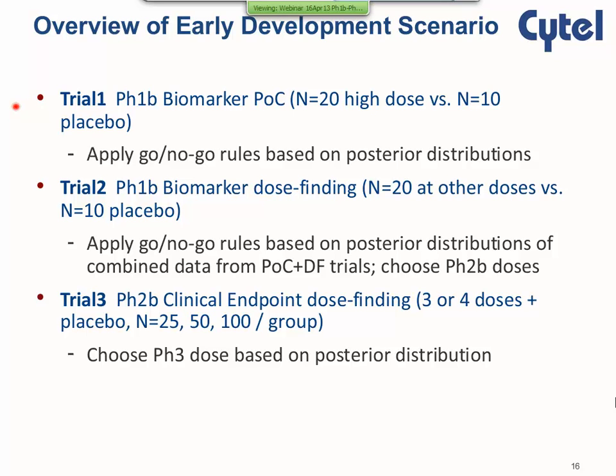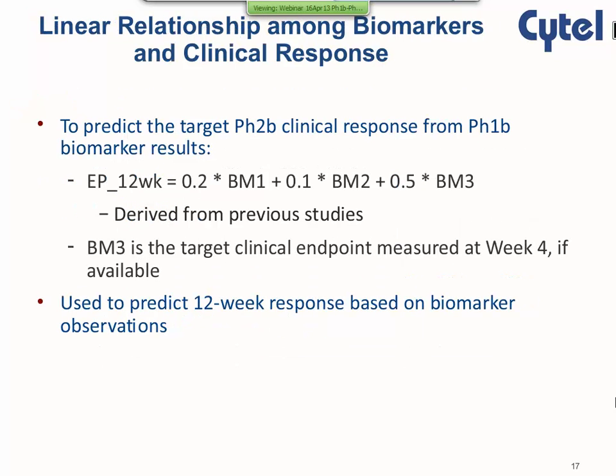And we studied 3 sample sizes for the clinical endpoint trial in 2B. And then after that result, we chose the phase 3 dose based on the posterior distribution of the clinical endpoint model fit at the end of the phase 2B trial. We assumed a linear relationship between the biomarker and the clinical endpoint response, which was a 12-week response.